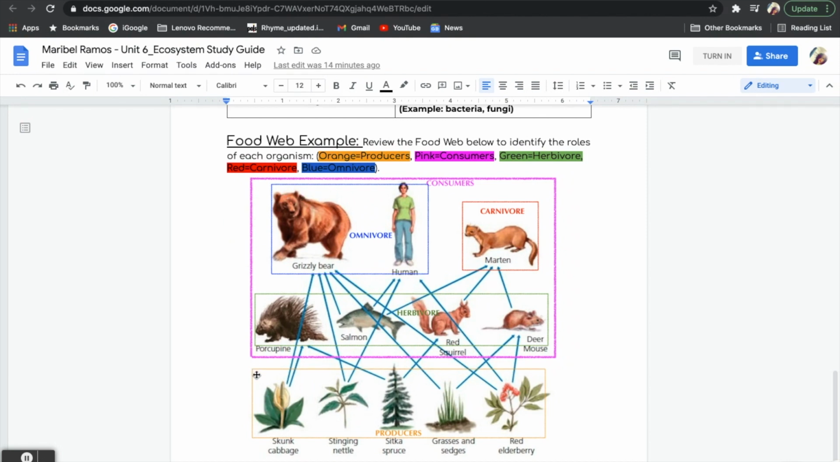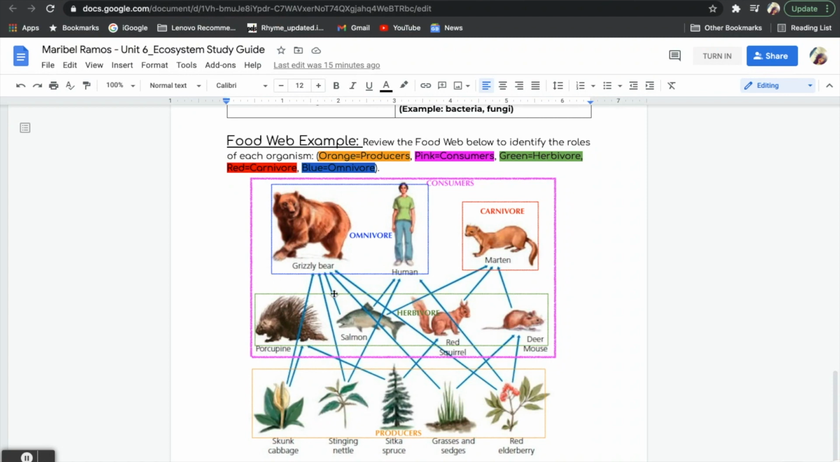If you look at our food web here, I have put them in different boxes. If you look at the code and also they're labeled, the orange, these organisms that are in the orange, those are producers, which include different plants like grass, trees, flowers. Then if we move up, we see this pink box that's around all these organisms. This pink box means that all these organisms are consumers.